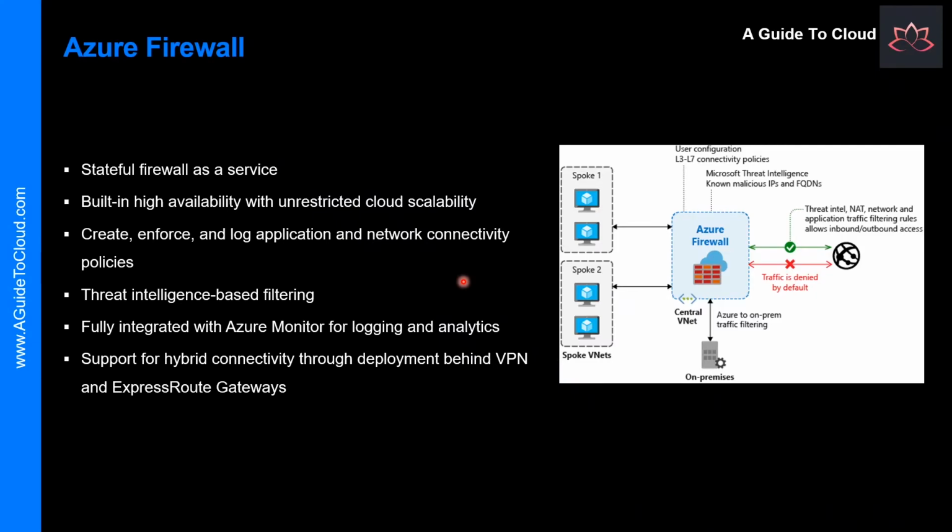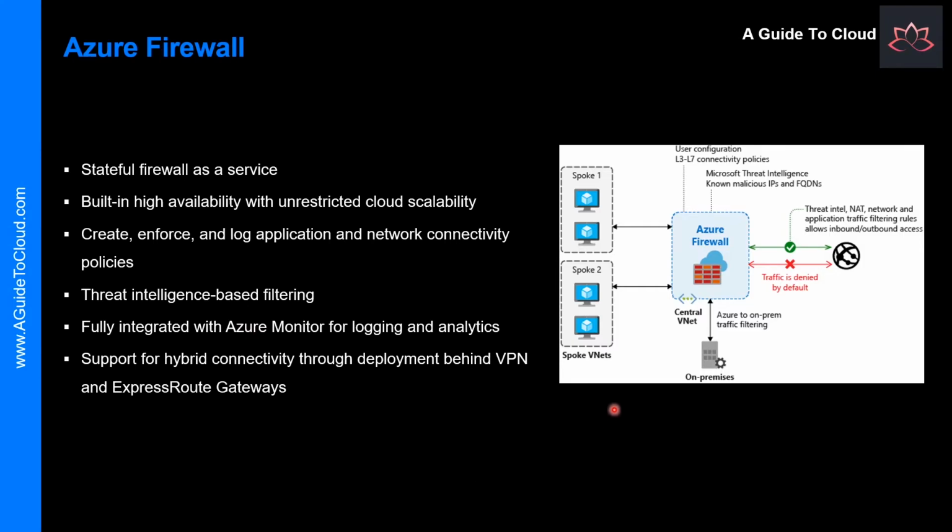What about application FQDN filtering rules? You can limit outbound traffic or SQL traffic to a specific list of fully qualified domain names, including wildcards. It comes with threat intelligence as well. Threat intelligence-based filtering can be enabled for your firewall to alert and deny traffic from known malicious IP addresses and domains. The IP addresses and domains are sourced from the Microsoft Threat Intelligence feed. And you can associate multiple IP addresses, up to 100, with your firewall.